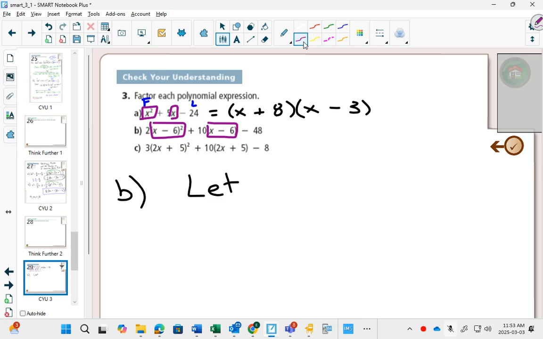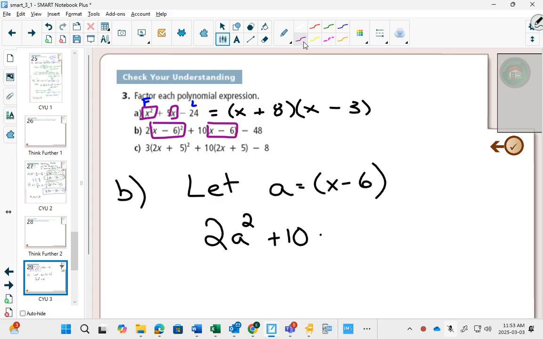So what we do is pick a letter, and we decided A, and let's temporarily make A equal to x minus 6. Because then I could rewrite this, and instead of x minus 6 squared, you would have A squared. And instead of 10 times x minus 6, you'd have plus 10 times A. And then you'd still have the minus 48. And this looks like grade 10 factoring. So I bet I can factor it.